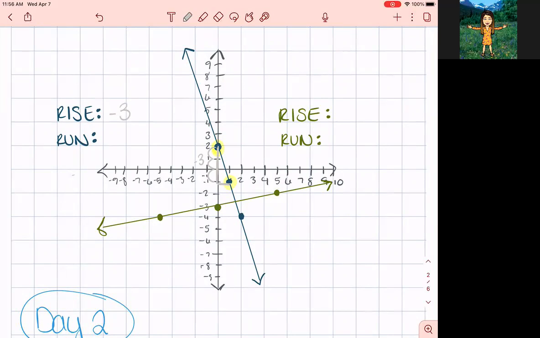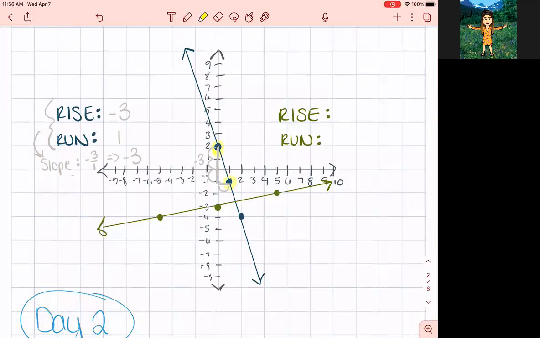And then the run is easy. It's to the right 1, so that's a +1. Put those together, you get a slope of -3/1, which simplifies to just -3. Okay, go ahead and do the green line.